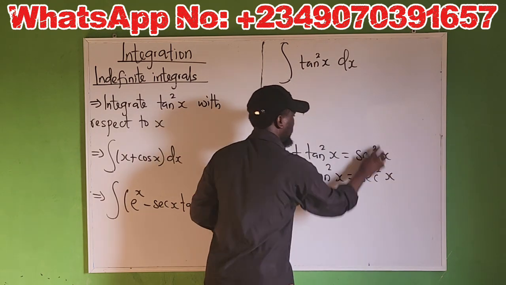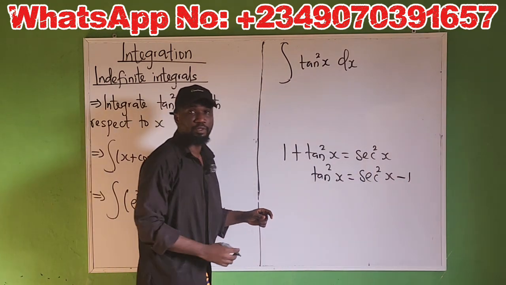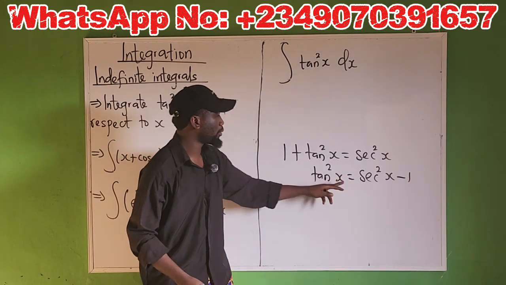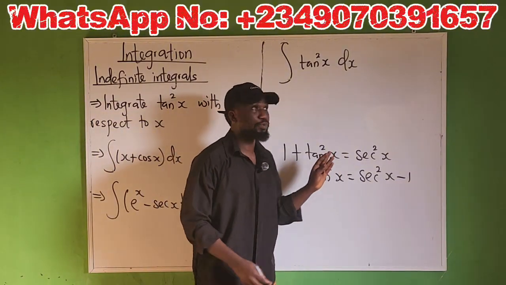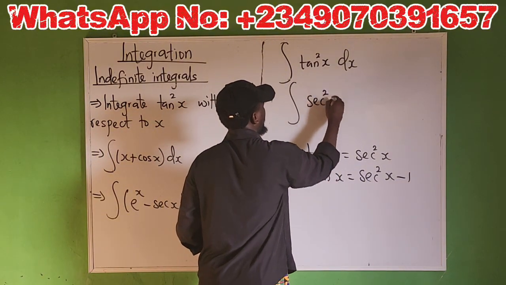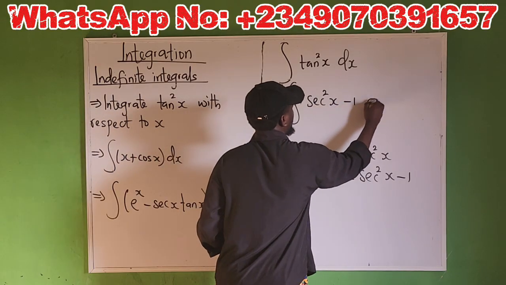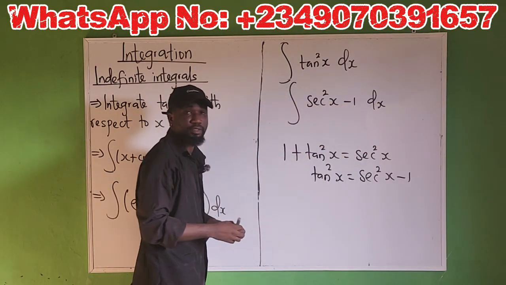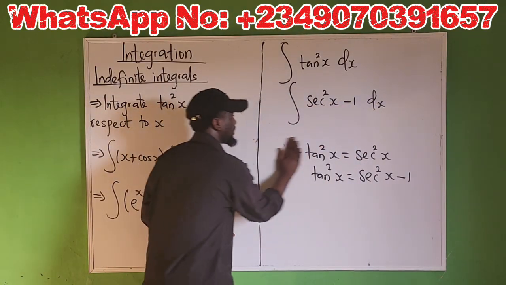If this one comes here, that's negative 1. So anywhere I say tan square x, just put sec square x minus 1. So this will give us sec square x minus 1, then with respect to x. Is that taken? So now let's integrate.